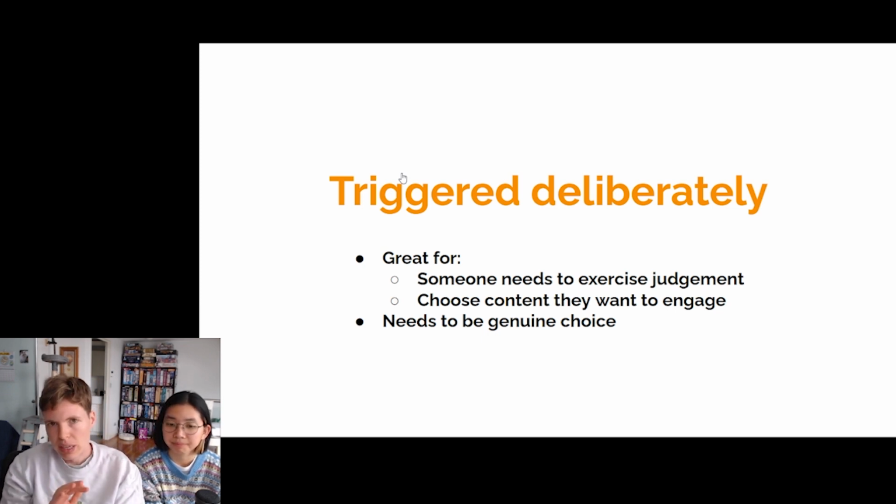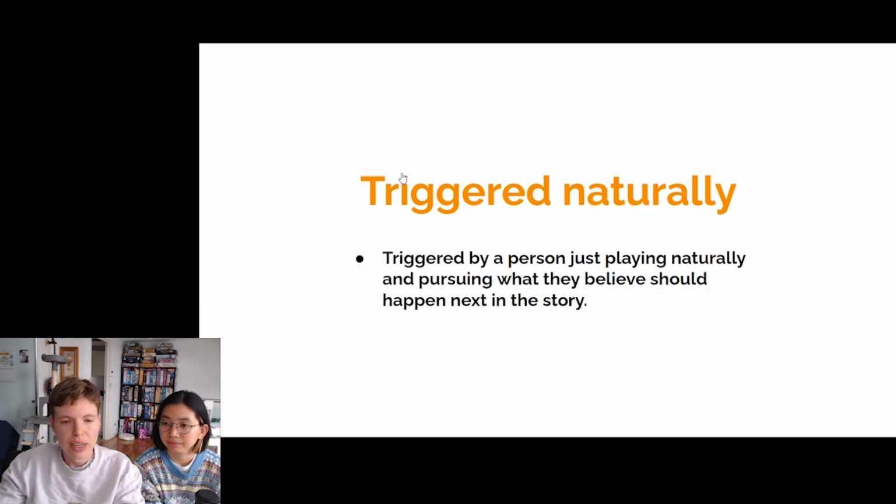And it's worth noting that, as we got out in the what section, different roles may be able to trigger different kinds of content. The third way that content can be triggered in your game is just by a person playing naturally and pursuing what they believe should happen next in the story. And this is where the people who are playing may not even be aware that they're engaging with the mechanics, or maybe they are aware, but it's a secondary focus in the moment.